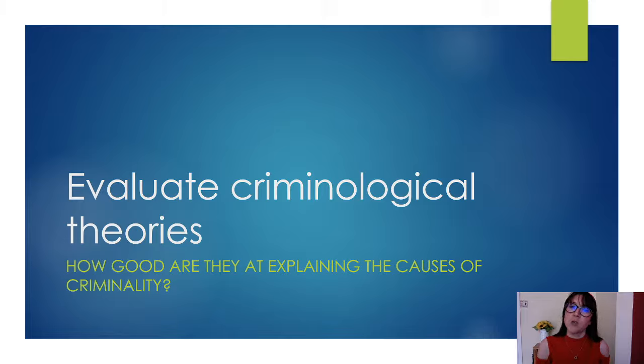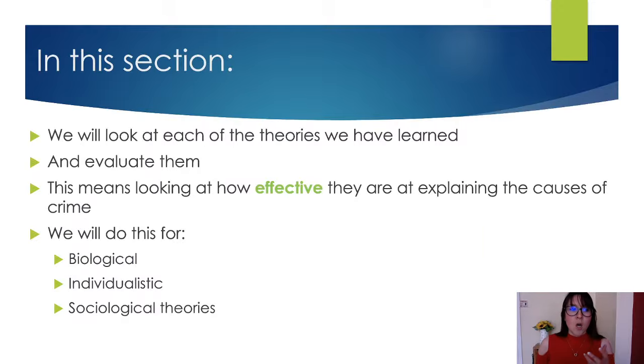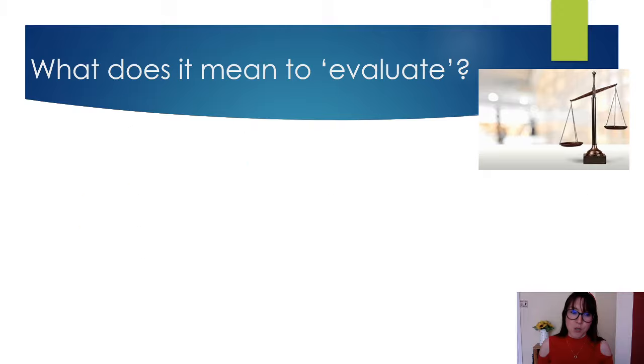Now, in my earlier videos during lockdown, I did evaluate occasionally as I went through. This is now the full evaluation of the areas. You need to know some evaluation. You could get a question in your exam that just says evaluate a sociological approach, or evaluate the sociological approach you've applied, for example. So you do need to have an idea of some evaluation for this topic. We will look at each of the theories we have learned and evaluate them. This means looking at how effective they are at explaining the causes of crime. So we're going to look at biological, individualistic and sociological.